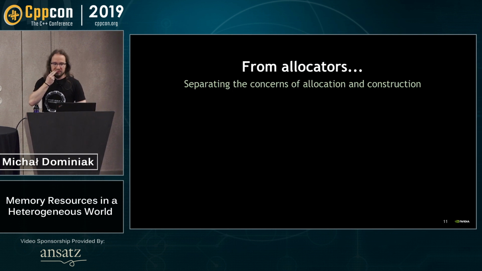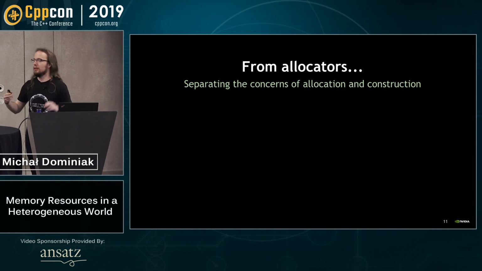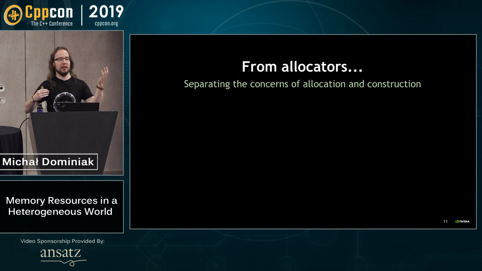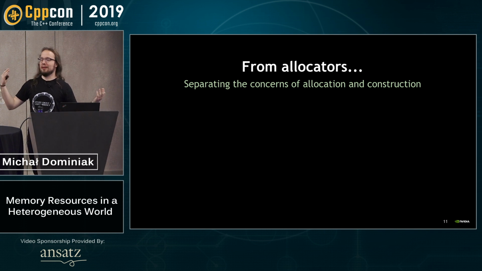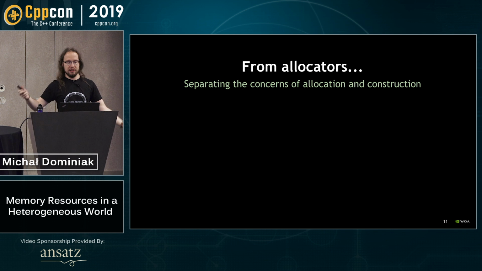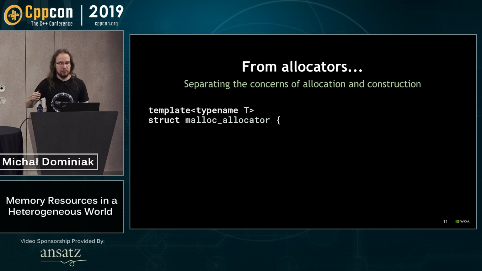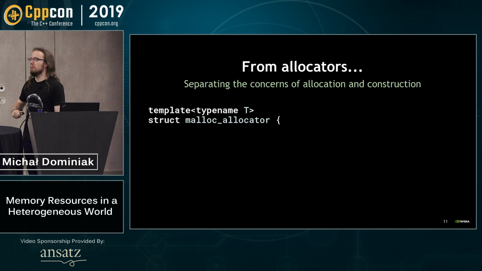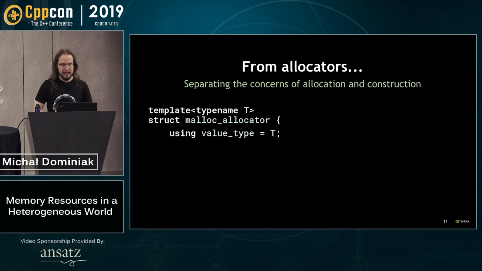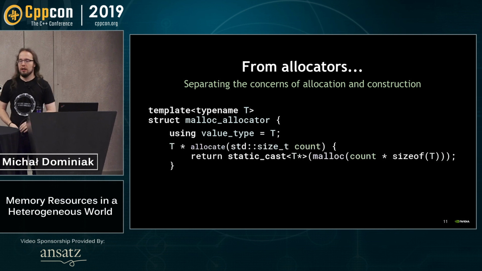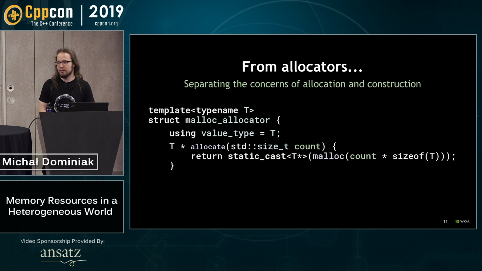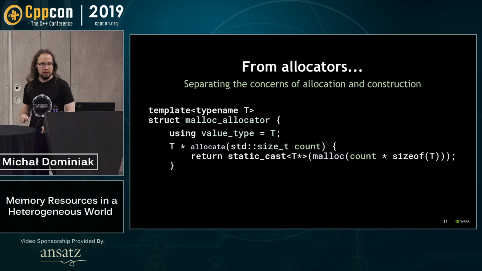So going from allocators and trying to separate the different layers that we are operating on, because we have the layer where we allocate memory, and we have the layer where we care about object lifetimes and the means of their constructions and so on. So let's try to write a simple C++11 Malloc allocator. It's going to have a value_type typedef to say what it allocates. It's going to have an allocate function, which is going to take the number of elements to allocate. And it's going to invoke some mechanism for allocating memory.